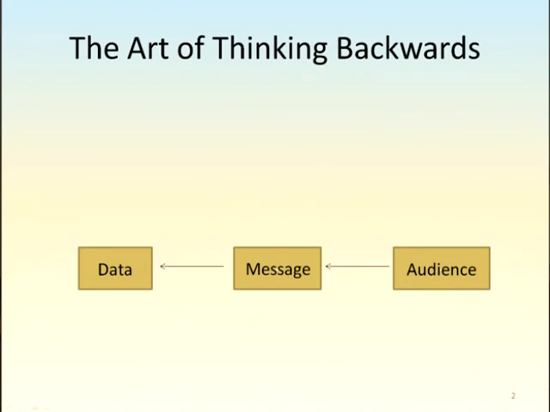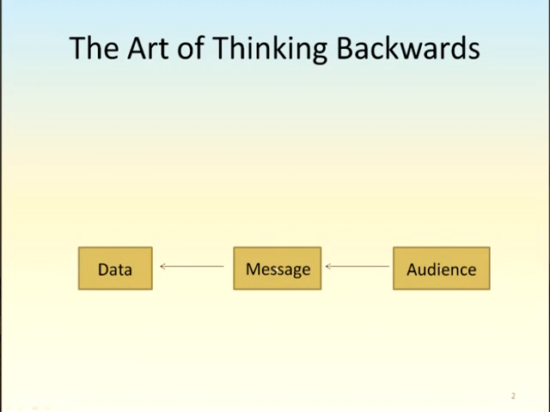Again, if your audience is the general public or some members of a professional association, you want to think about who the audience is and what the nature of the message is that you want to send to those people. Now, the next element in the process of the art of thinking backwards is to think about the data that you have to make up that message.